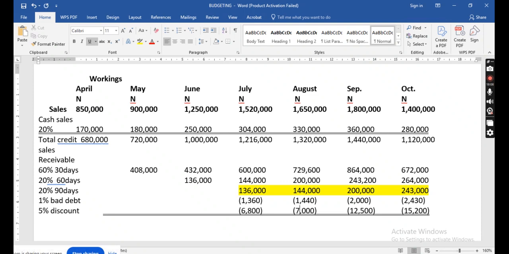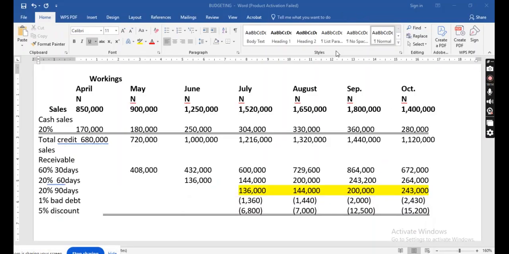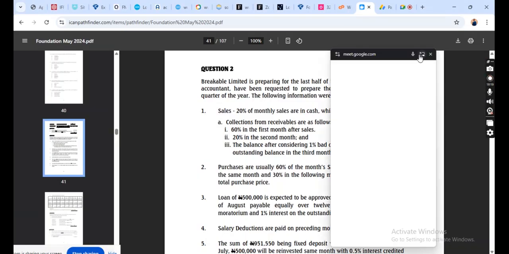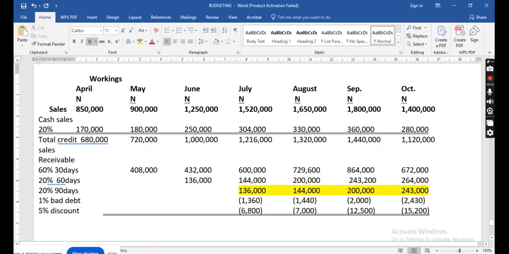7,200. Sorry, are we not supposed to charge it on the credit sales? No, on the balance. The question says on the balance, not on the credit, not on the total. Look at it. The balance after considering 1% bad debt, 5% discount on the outstanding balance in the third month. What is the third month? Is it not 90 days? Do you get?